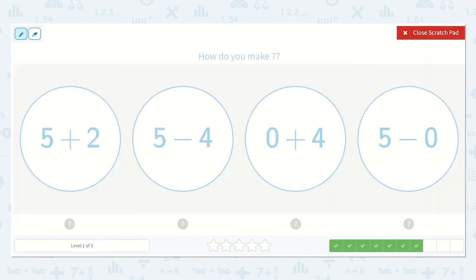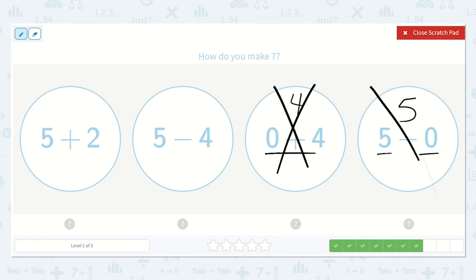Okay, how do you make 7? I'm going to look for the ones that I know I can figure out quickly. 0 plus 4. Well, if I'm adding nothing to 4, it will just be 4, so that's not it. If I have 5 and I take nothing away, I know it'll still be 5, so that's not it. And if I have 5 and I take away 4 of them, it's definitely going to be less than 5, which is already less than 7, so I know that's not it.